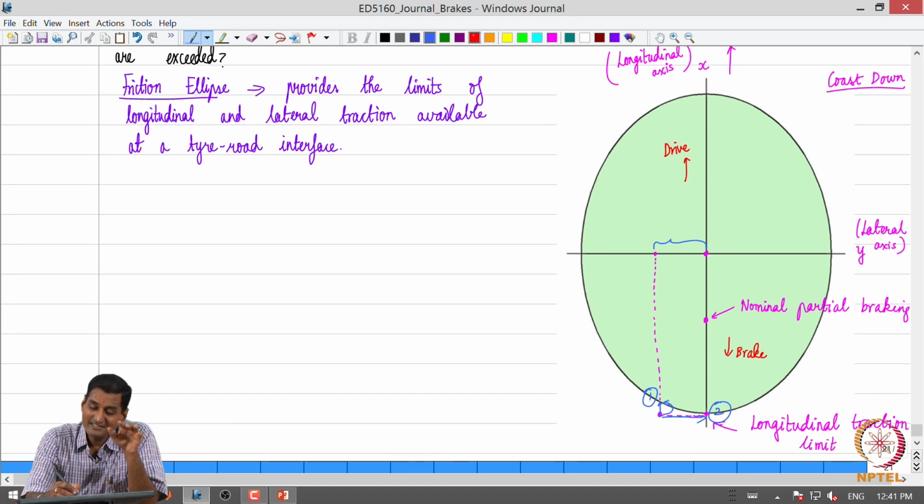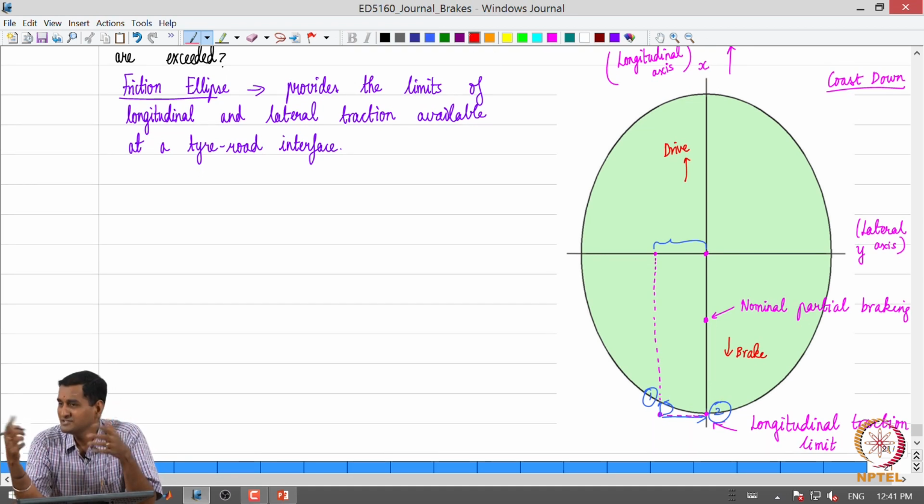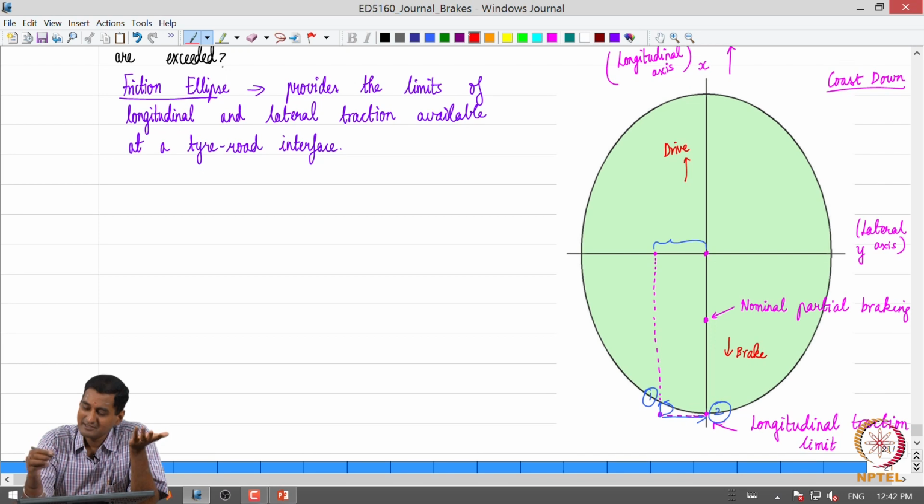But this is only one scenario, there are other scenarios also. I am going to present you one more scenario where this becomes important. Let us say now it rains, same vehicle, same driver, same tire, everything remains the same, but it rains. What is going to happen? The traction capacity or the traction limits are going to decrease. Now what will happen is that this ellipse will now shrink.